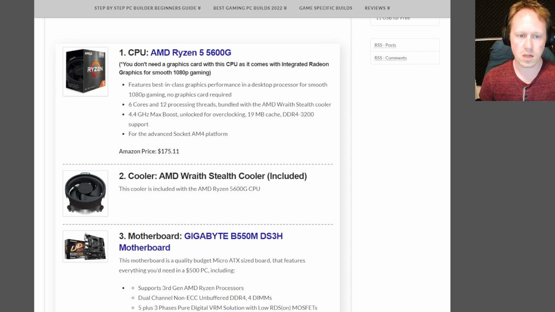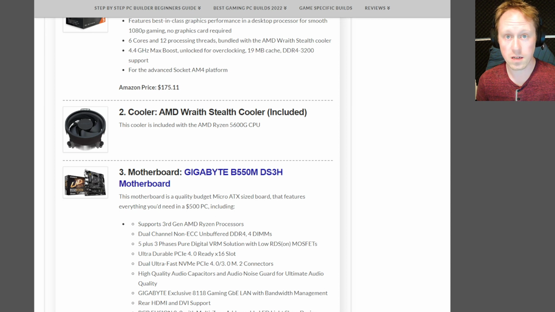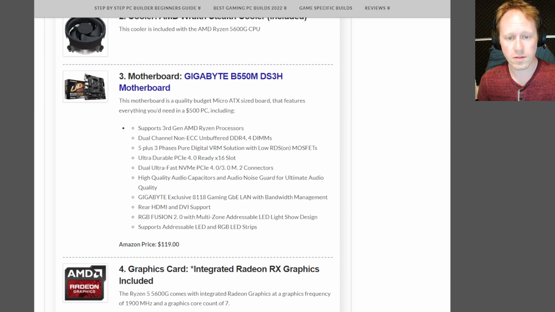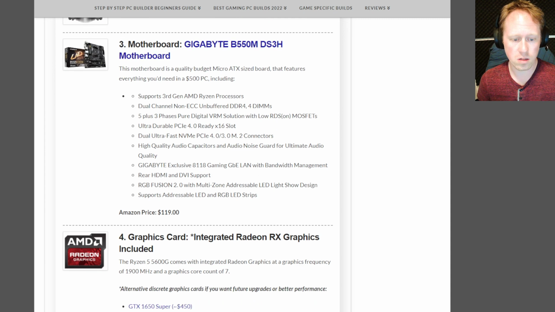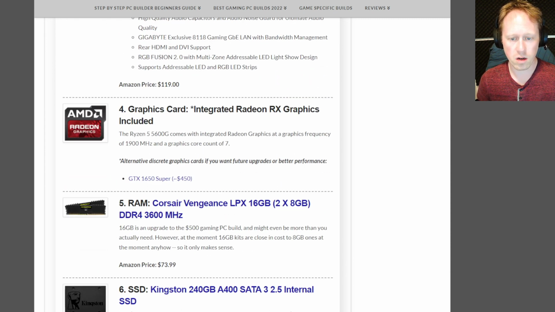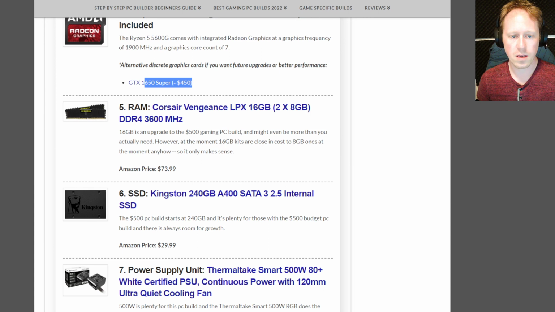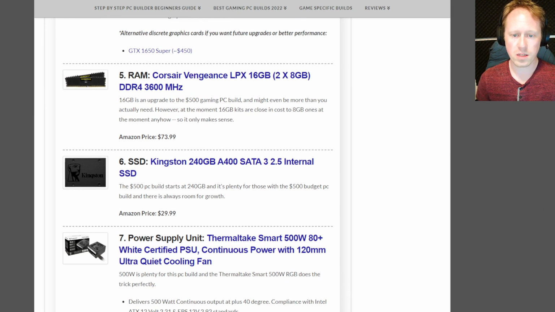And it's because of this CPU, the AMD Ryzen 5 5600G CPU that has integrated Radeon graphics. This comes out to $175.11, and included is the stock AMD Wraith Stealth Cooler. The motherboard is the Gigabyte B550M DS3H motherboard, $119. And then the graphics, as mentioned, is the integrated Radeon graphics included. Or if you had more money to spend, for example, you can go get a GTX 1650 as an upgrade suggestion. Memory, Corsair Vengeance LPX 16GB kit, 3600 megahertz kit here, $73.99.